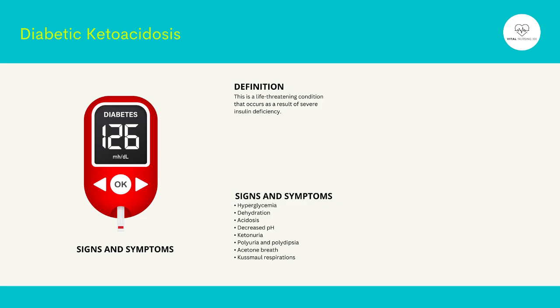also acids. Now, the other additional signs and symptoms are the following: elevation in blood glucose levels typically between 300 and 800, decreased pH of blood, ketonuria, polyuria and polydipsia, acetone breath, Kussmaul respirations, which are hyperventilation with very deep but not labored respirations, electrolyte imbalance, and dehydration.